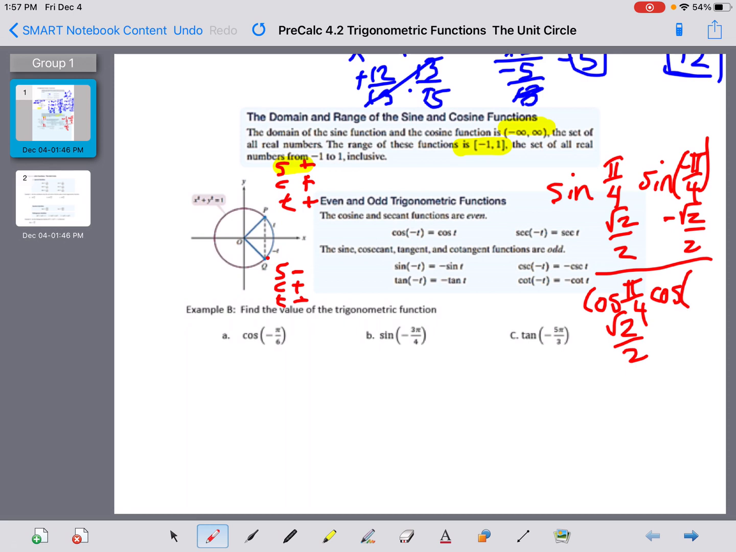Cosine of negative pi over 4, which means I'm going down into this fourth quadrant again. Well, it doesn't matter. Cosine's still positive there, so I still get radical 2 over 2. I get the same value, okay? So my sign didn't change here. And if you remember back on your evens and odds, when the signs change, it's an odd function. When the signs do not change, it's an even function, okay?